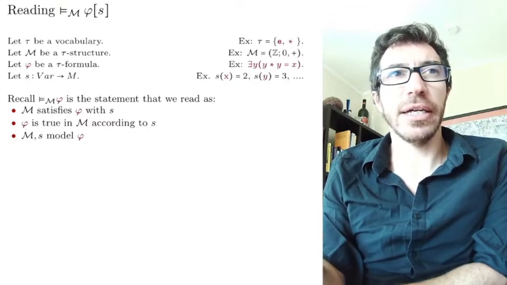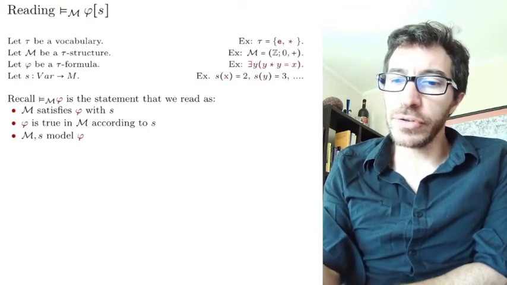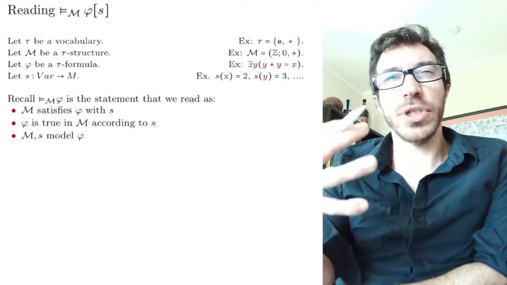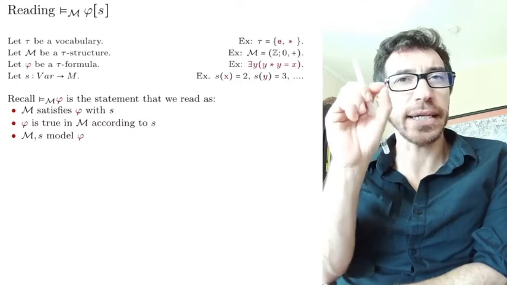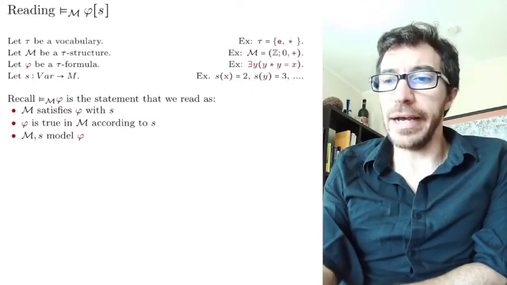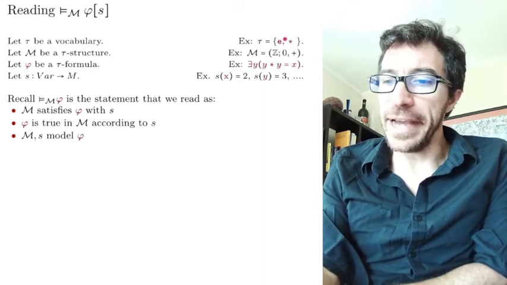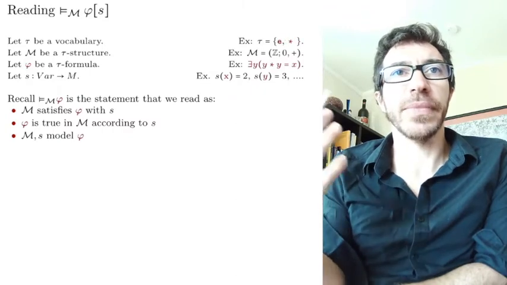So let's recall all the objects that we have so far. Tau usually denotes the vocabulary, which defines the symbols that we can use. That tells us exactly which symbols we can use. For instance, we talked a lot about the vocabulary of groups, which has a constant and an operation.